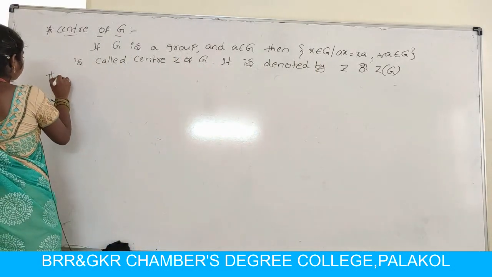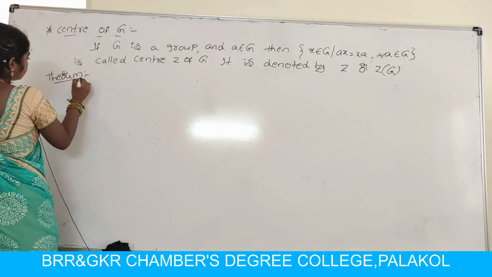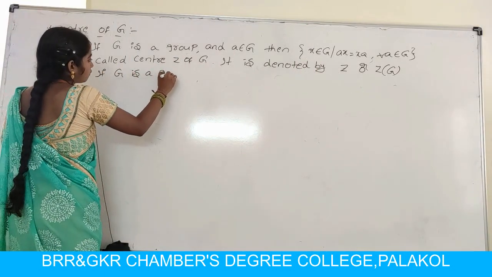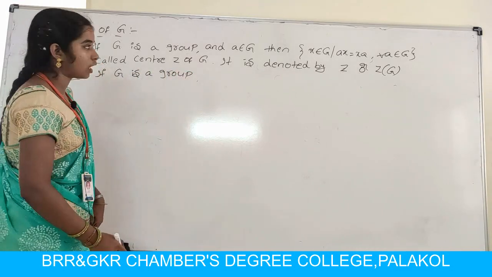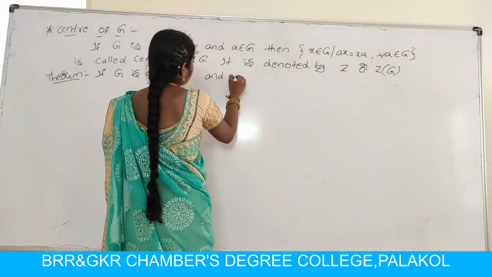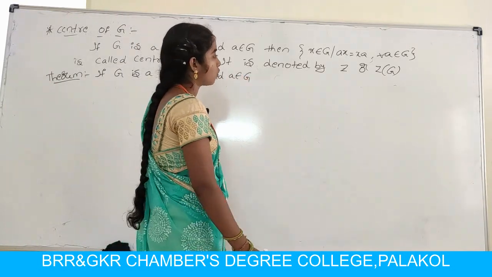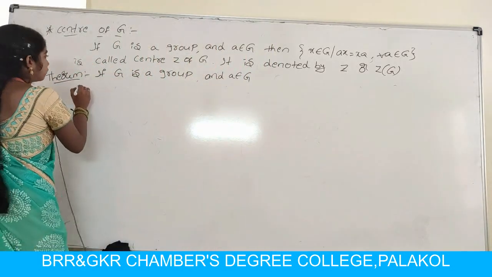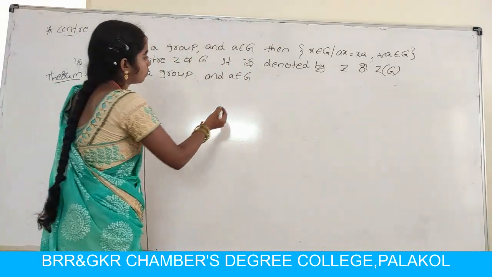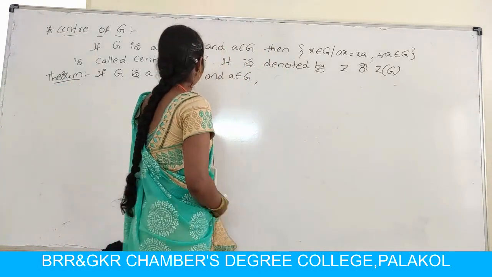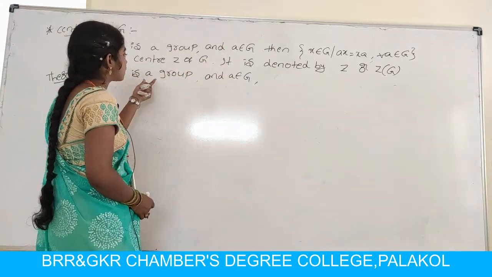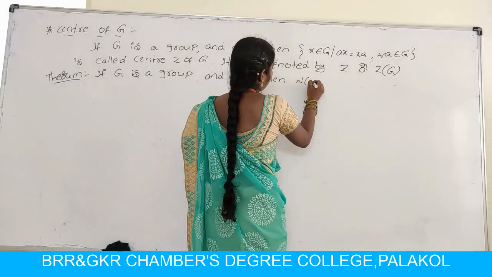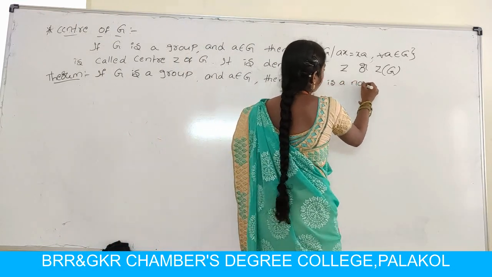So the theorem statement is: if Z is a group and A belongs to Z, let us consider N of A equal to X belongs to Z such that AX equal to XA for all A belongs to Z. First of all, write down the statement. If Z is a group and A belongs to Z, then N of A is a normal subgroup of Z.